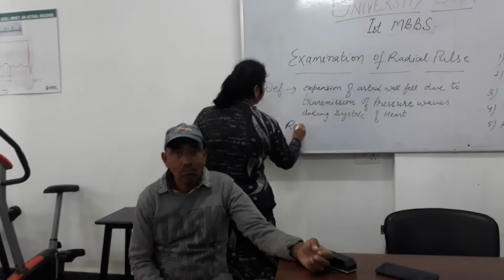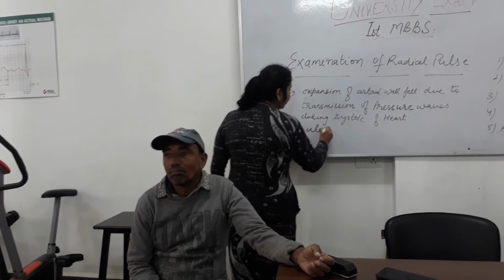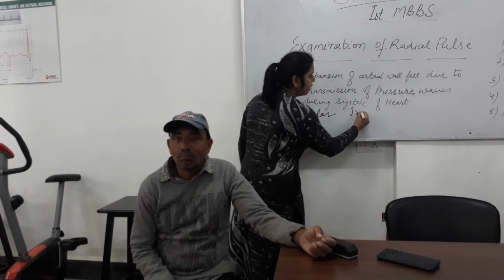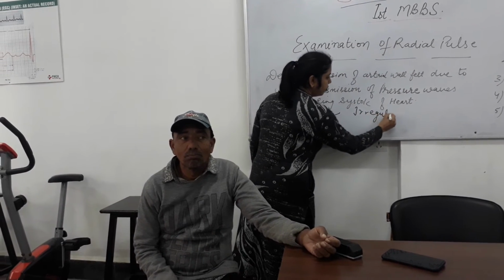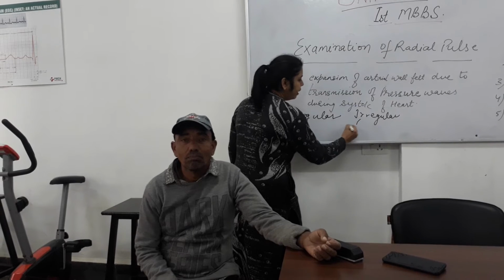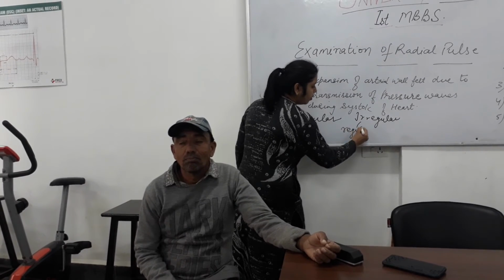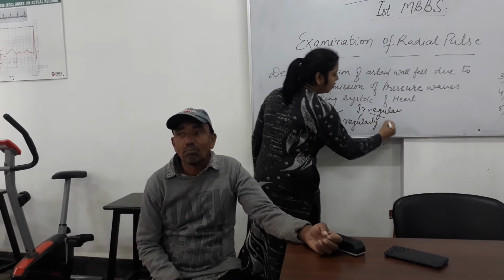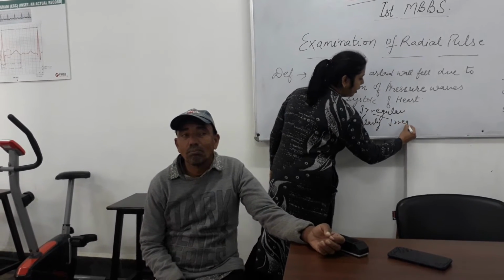In rhythm you have to see the spacing between two consecutive pulses. If the spacing is constant between two consecutive pulses, that is called a regular rhythm, and if the spacing between two pulses is not constant, then it is called an irregular pulse. Irregular pulse can be regularly irregular, and if it is continuously irregular, then it is called irregularly irregular.